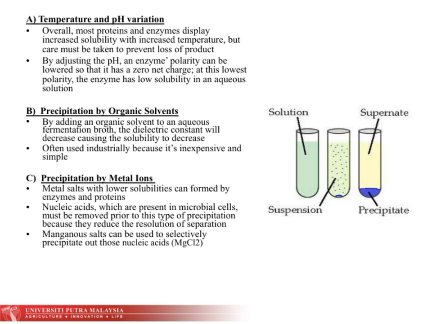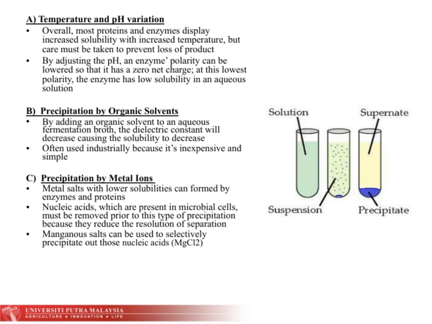Moving on to precipitation using organic solvents. When we add an organic solvent to an aqueous fermentation broth, the dielectric constant of the solution decreases. This change causes the solubility of proteins and enzymes to drop, leading them to precipitate out. This method is quite popular industrially because it's cost-effective and straightforward to implement.